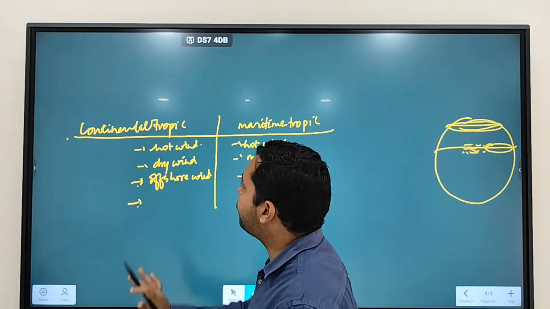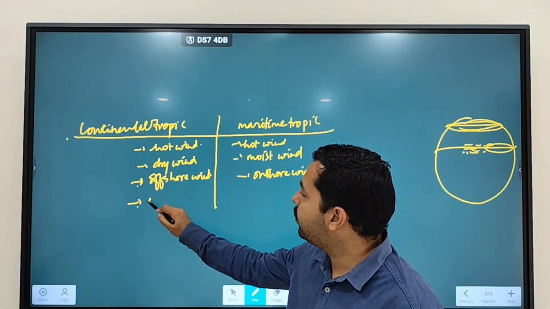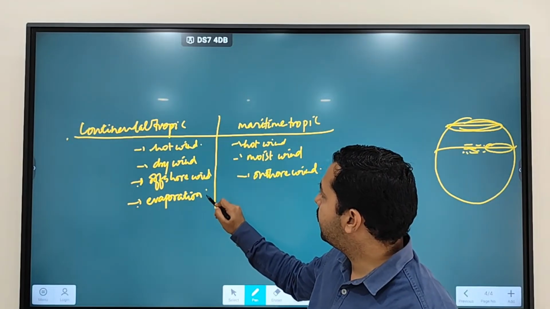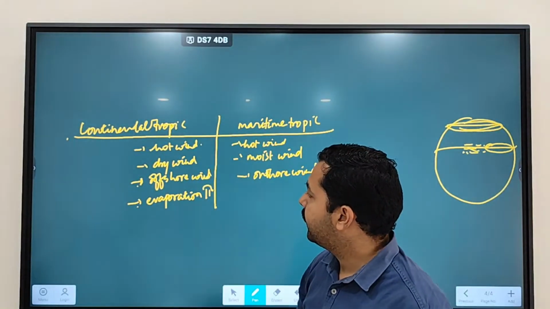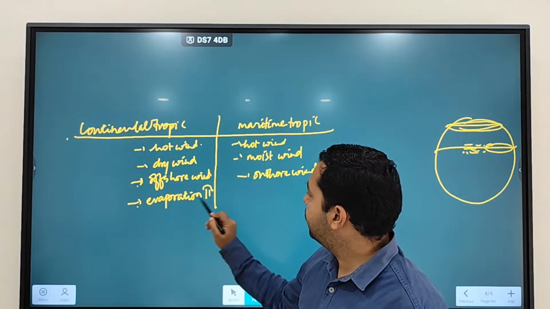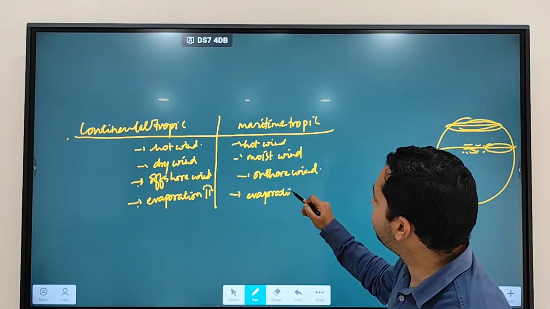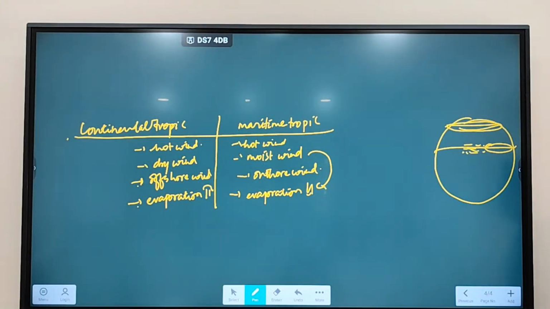Now another important thing is this type of wind, hot wind, evaporation will be high. Evaporation will be high in this region because it is a dry wind. And this evaporation here will be low. In this type of wind, evaporation will be low because it is a moist wind. Evaporation will be a bit low as it is a moist wind. So here you'll see high evaporation. Here you'll see nothing but what? Lesser evaporation. Fine.